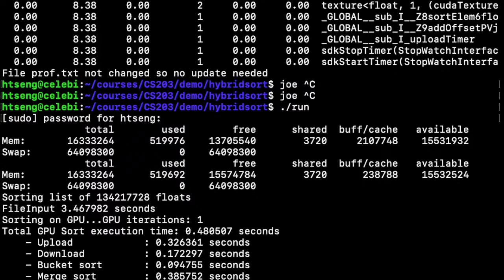And of course, there are some other overheads like upload and download, meaning that I have to copy the data into the GPU and copy the data out of the GPU. That's about another second. So if you add this up all together, using the GPU to sort, the whole thing takes about 5.2 seconds, and within this 5.2 seconds, only 1 second is spent on the GPU.